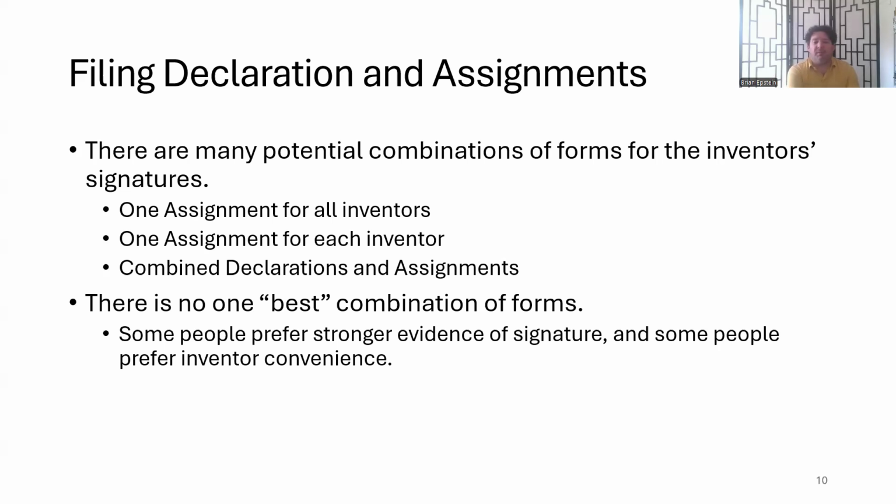And some people prefer inventor convenience, right? Just give one form to each inventor. They sign once. It's both the declaration and the assignment. They're done. But it's easier to challenge those. I find that most people prefer the inventor convenience. I mean, the reality is if your competitor is going to challenge these, your competitor is going to challenge them no matter what you give them. Whatever form you use, they'll just have a different approach probably. So I kind of prefer the combined. I think a lot of people do.